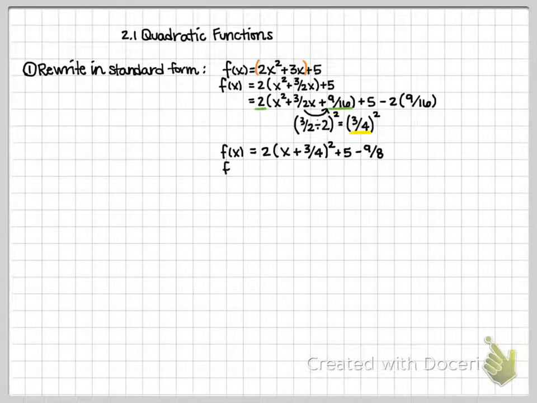And then the last thing I need to do is just combine the like terms at the end. If I have a positive 5 and a negative 9/8, I'm just going to get a common denominator with 8, so it's going to be 40/8 minus 9/8. It's going to be positive 31/8. And that's it. There is my standard form now of the original function.